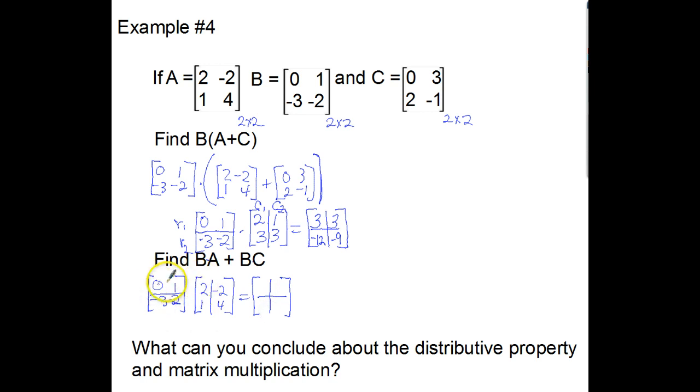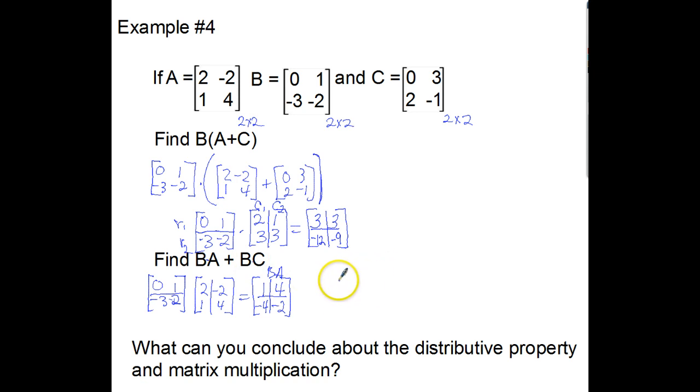Row 1 times column 1, nothing, and 1 is 1. Row 1 times column 2, nothing, and 4 is 4. Row 2 times column 1, negative 6 and 2 is negative 4. Row 2 times column 2, positive 6, and negative 8 is negative 2. So that's B times A right here. This is BA. Okay? All right, let's find BC.